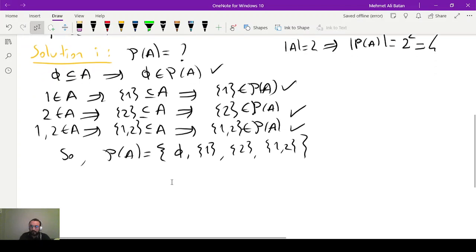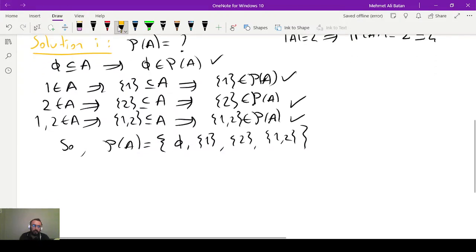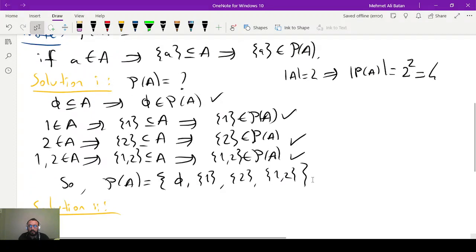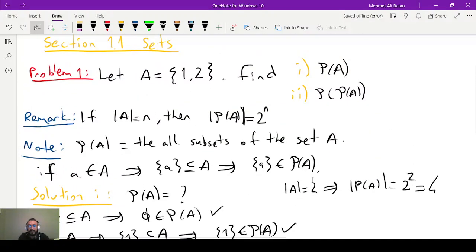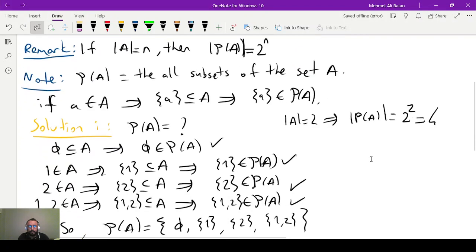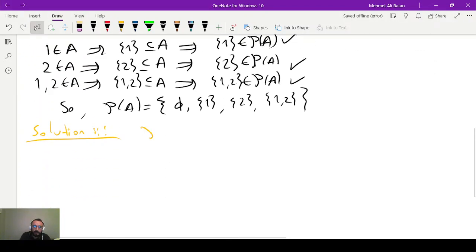So what about the second part? It is a little bit tricky, but still not hard. You can solve it quickly. You need to write down every element carefully so that you don't forget any element of the power set of A. First of all, we can still use, so what I am asking, the power set of the power set of A.